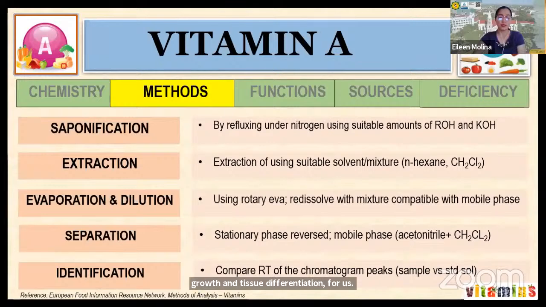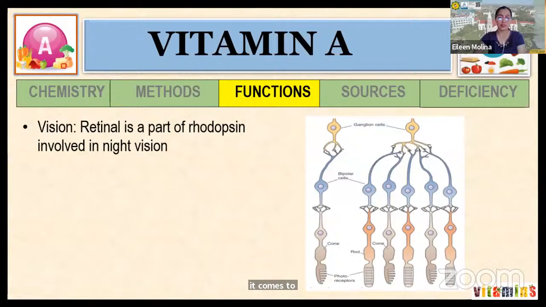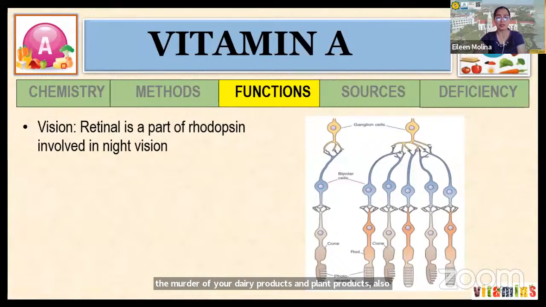When it comes to the primary natural sources of vitamin A, we have products coming from animals. You can see it's coming from liver or egg yolk or dairy products, and plant products. Also, some vitamin A can be found in the oranges, red-colored fruits and vegetables, and also in our green leafy vegetables.